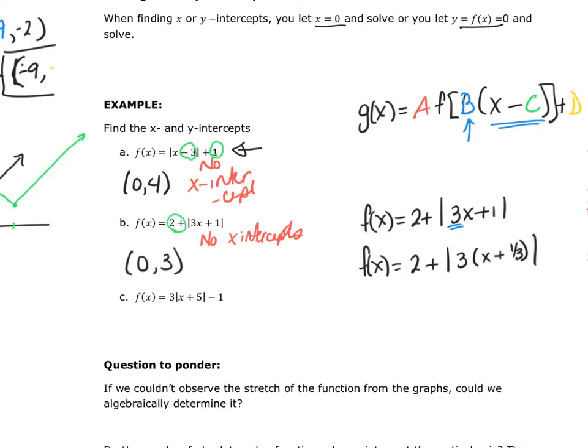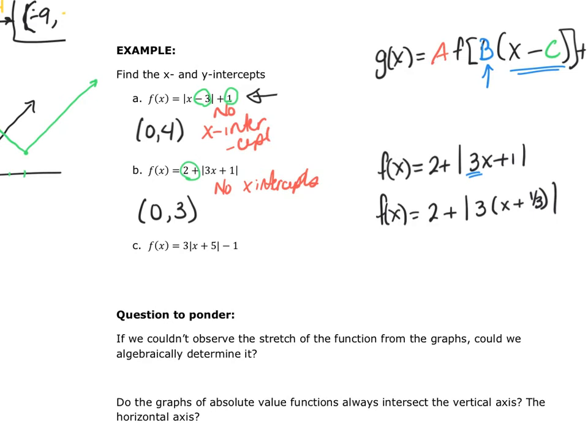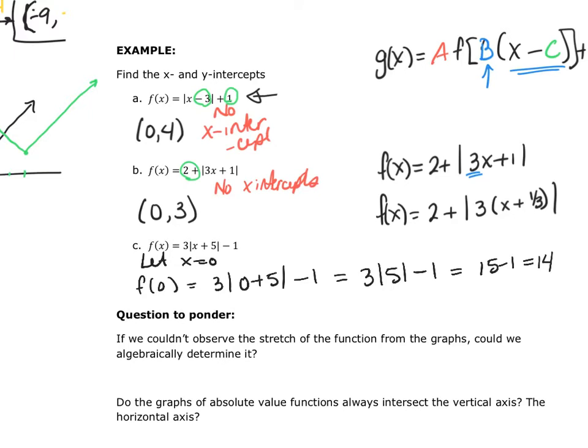Let's take a look at our last example here. We'll start with the x-intercept, or excuse me, the y-intercept. So to find the y-intercept, we're going to let x equal 0. So f of 0 is 3 times the absolute value of 0 plus 5, minus 1, which gives us 3 times the absolute value of 5, minus 1, which gives me 15 minus 1, or in other words, 14. So my y-intercept is (0, 14).